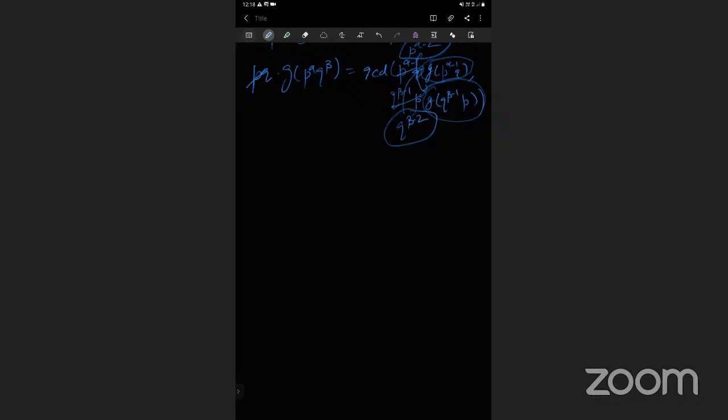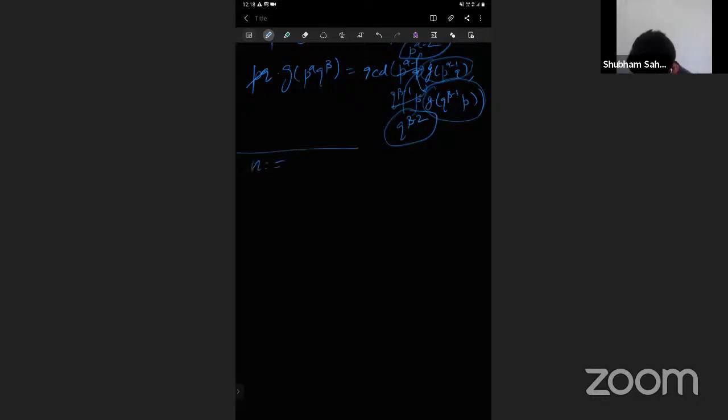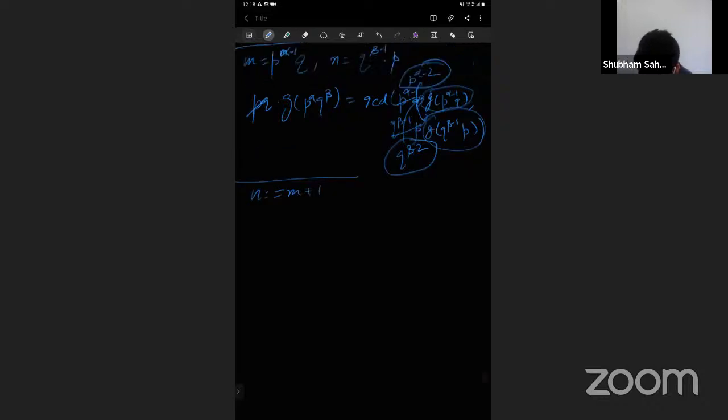Sir, yeah, so we can take m and n such that f(m) and f(n) are consecutive integers so that the GCD can be 1. Wait, so what you're choosing is n to be m plus 1, is it? Okay, that's an interesting approach. So you just put n to be m plus 1.